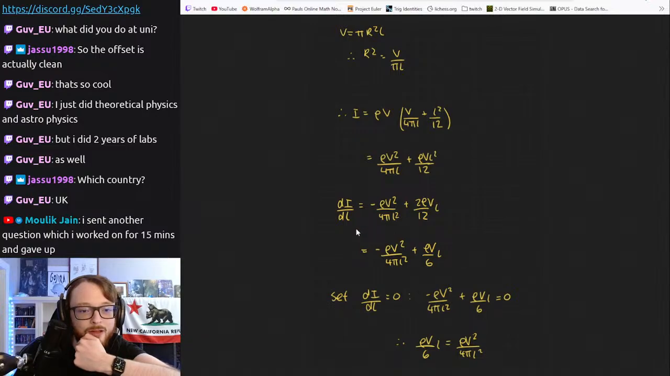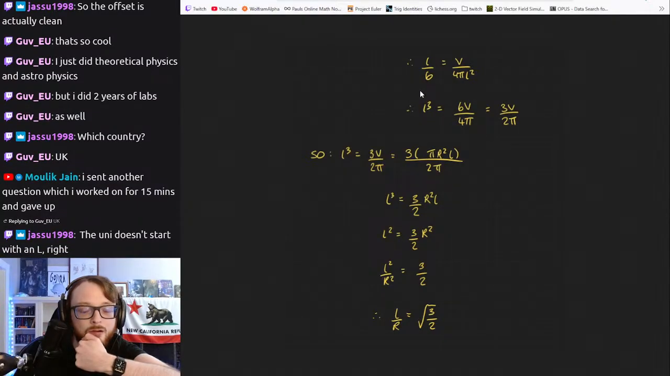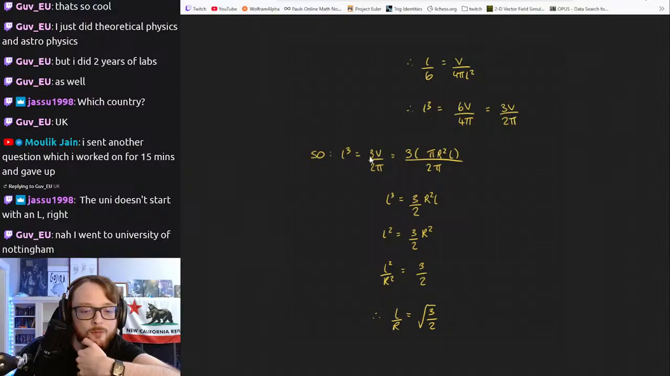So then you find dI/dL. You set it equal to 0. You find that L cubed is 3 over 2 v over pi. I think that's what I got too, but I didn't know what to do with it. Then you substitute back. Oh my god. I thought substituting it back would just get something circular. That's probably what they wanted. Okay. Thank you, Gov, for posting that.